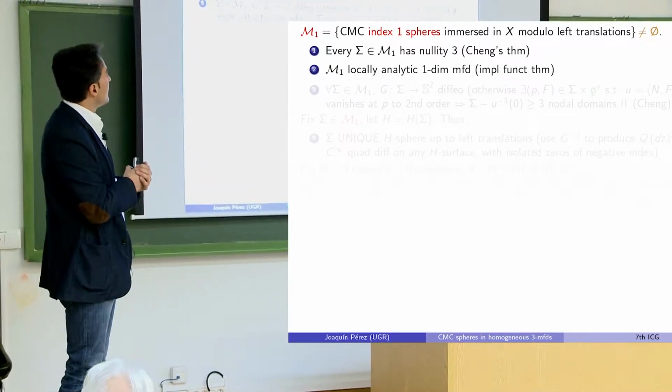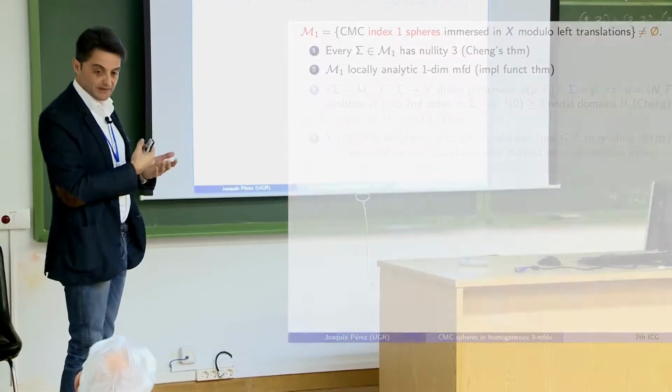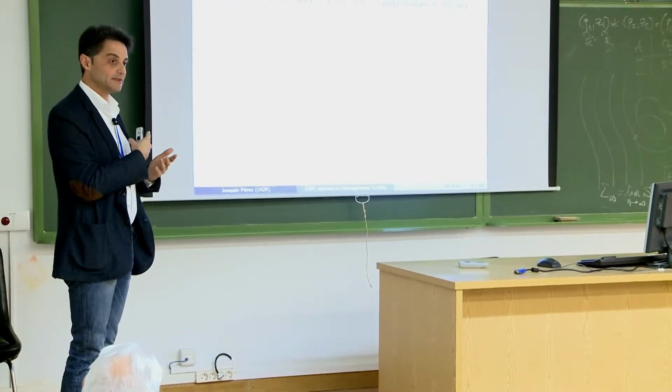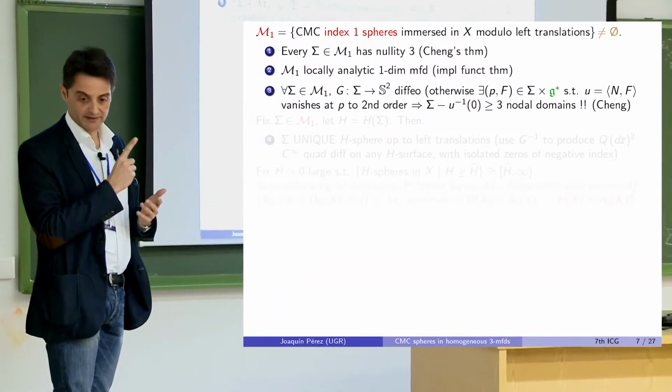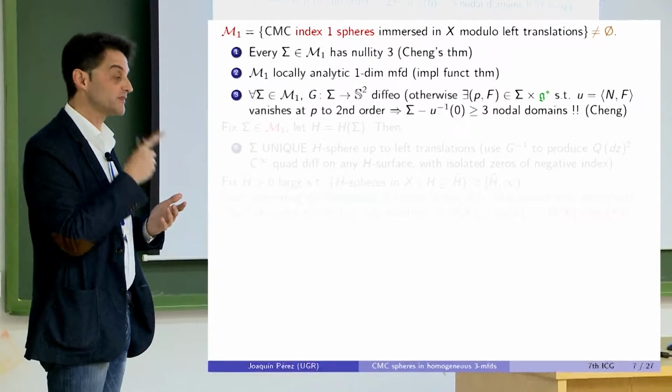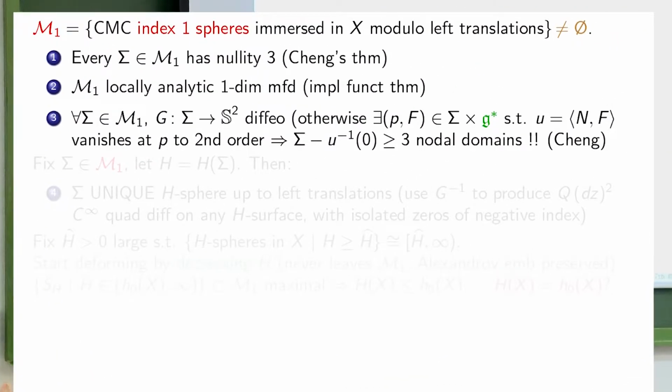Now, take an index 1 sphere. Then I claim the Gauss map, the left invariant Gauss map, is a diffeo. This is something I said before, but I said this for any CMC, not for index 1. Now I'm going to prove it for index 1. Okay? At the end of the day, every CMC will have index 1.